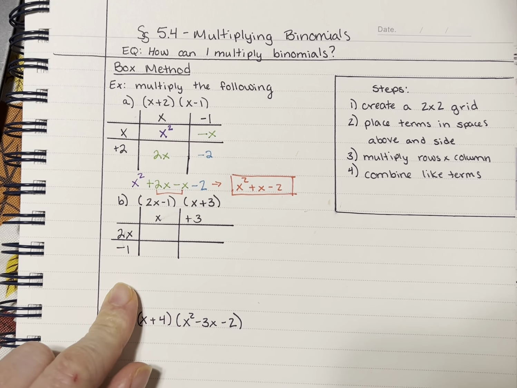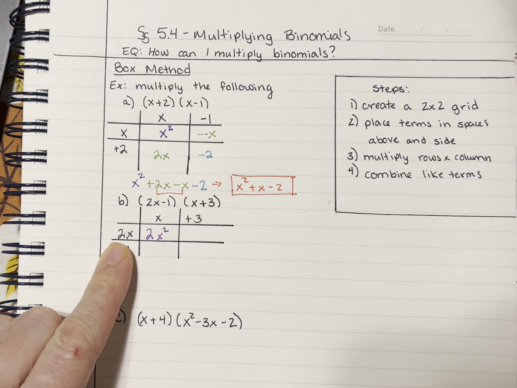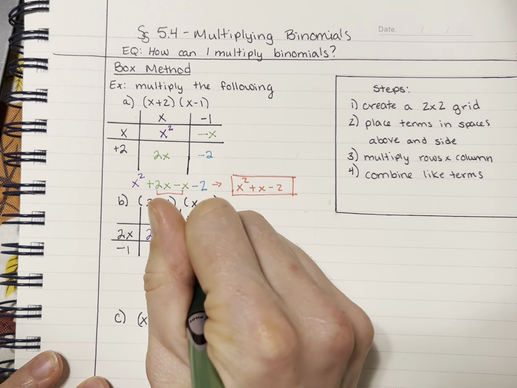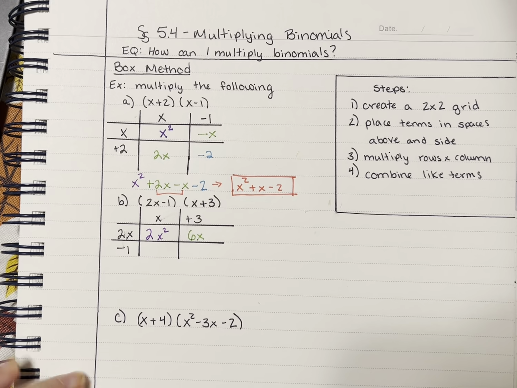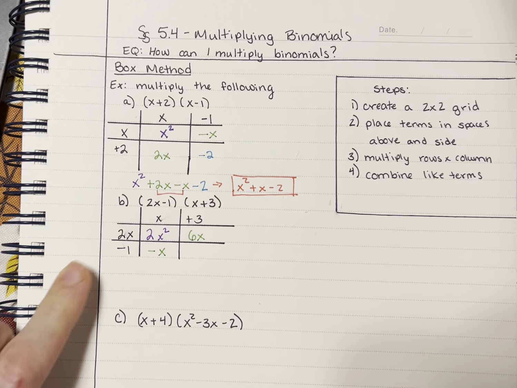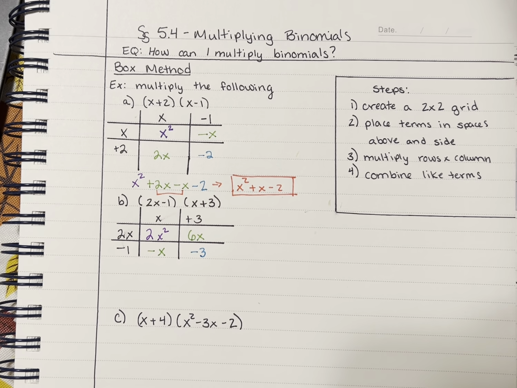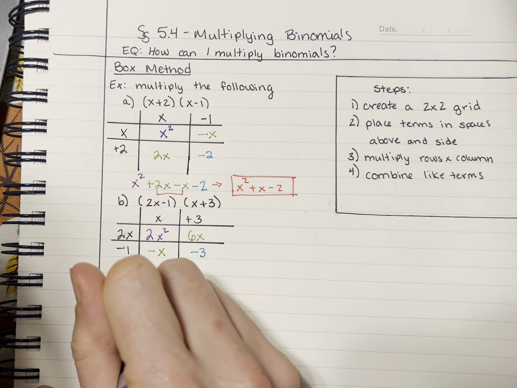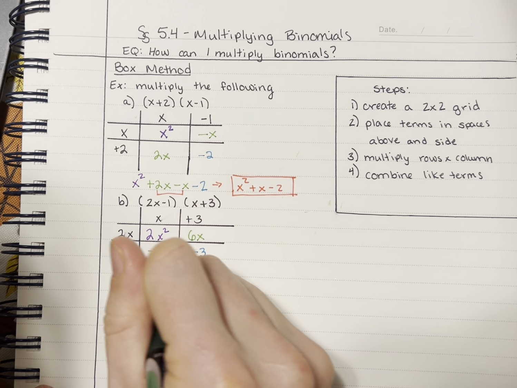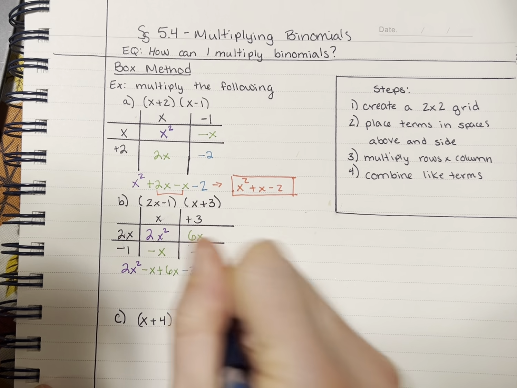So again, going through our process, 2x times x is 2x squared. 2x times 3 is going to be 6x. Remember, you just multiply the coefficients. And then I have negative 1 times x, which is negative x, and negative 1 times 3, which is negative 3. So now rewriting all of my terms, I got 2x squared minus x plus 6x and minus 3.